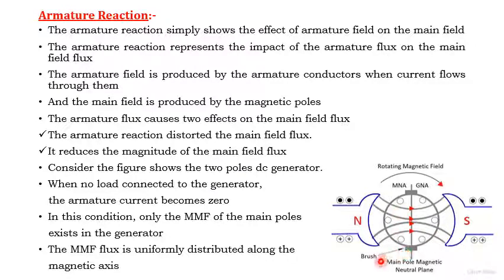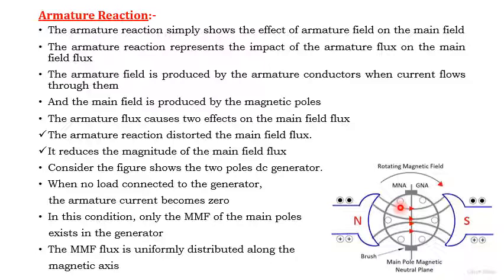Now there will be a brush. In the case of a DC generator, the function of the brush is to collect the generated EMF, which will be fed to the load. And once the magnetic pole is energized, there will be an MMF produced in between the pair of magnetic poles. MMF is nothing but magnetomotive force.